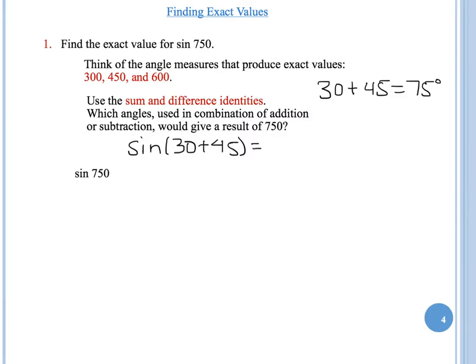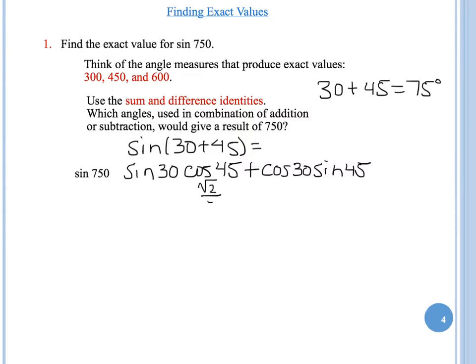So my first angle, 30, is going to be the alpha in the formula, and 45 is going to be my beta. So I have sine 30 cosine 45 plus cosine 30 sine 45. And I know that 45-degree angles give me the square root of 2 over 2.